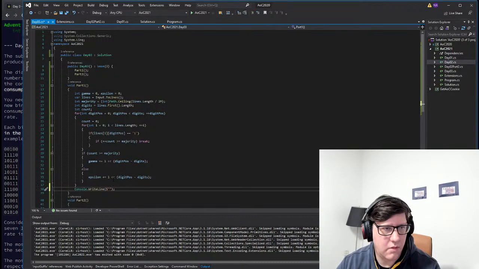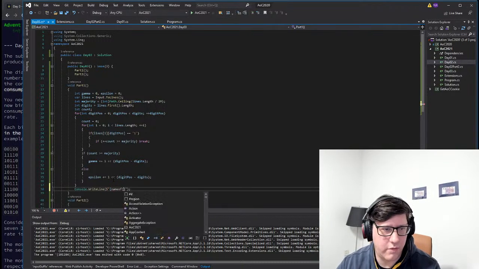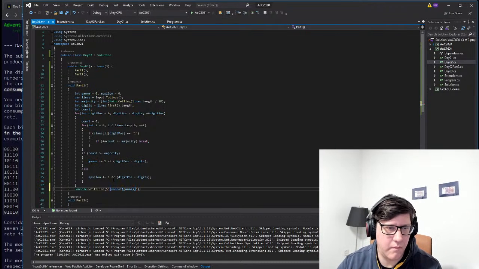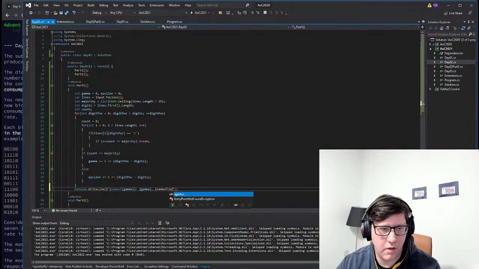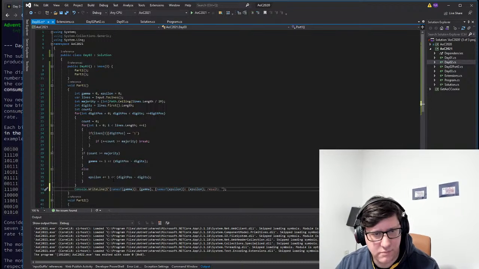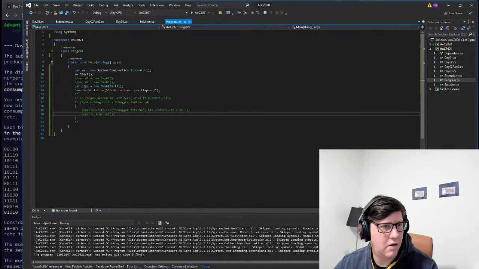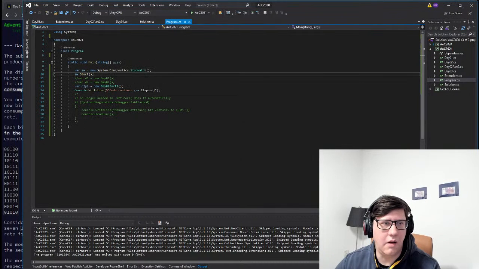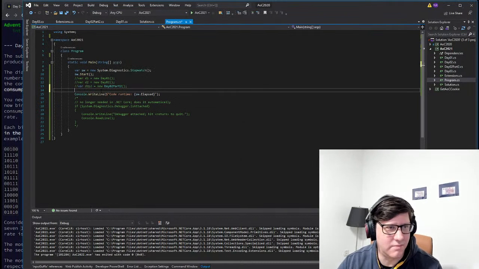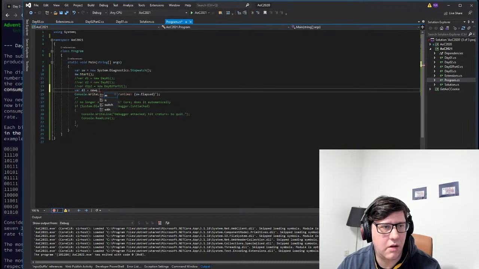We can do name of gamma, name of epsilon, and the result, gamma times epsilon. So let's see if I coded this correctly. And always the annoying Python pop-up. var d3 is new day 3.